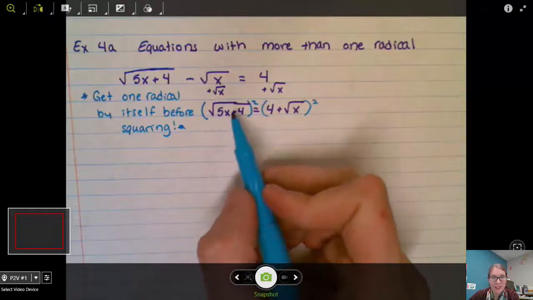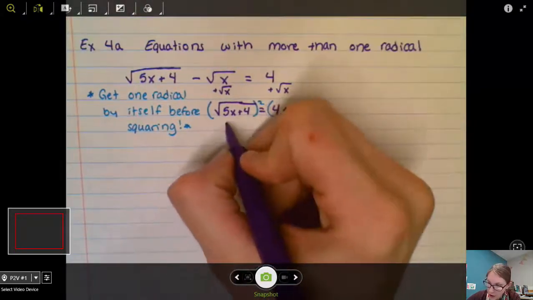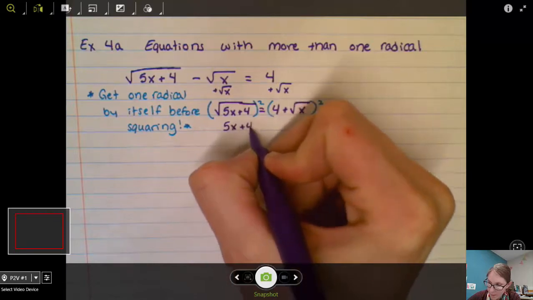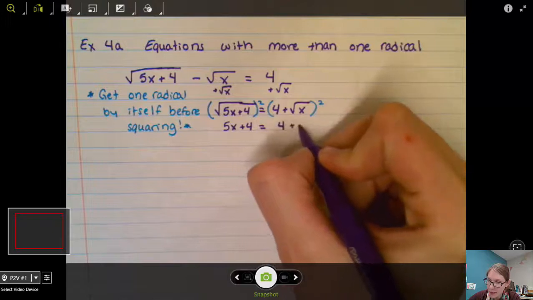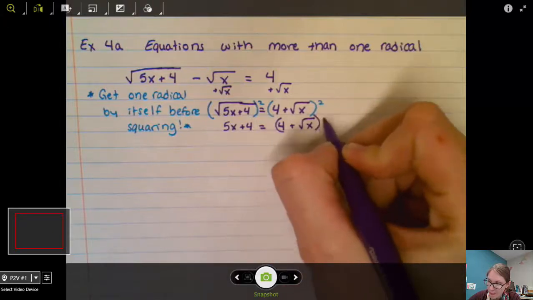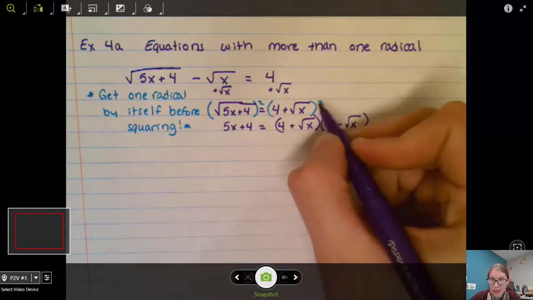And that makes this left side work out really nicely. Square root of 5x plus 4 squared is just 5x plus 4. Over here, though, we have to FOIL. 4 plus the square root of x times 4 plus the square root of x, because something squared is the thing times itself.